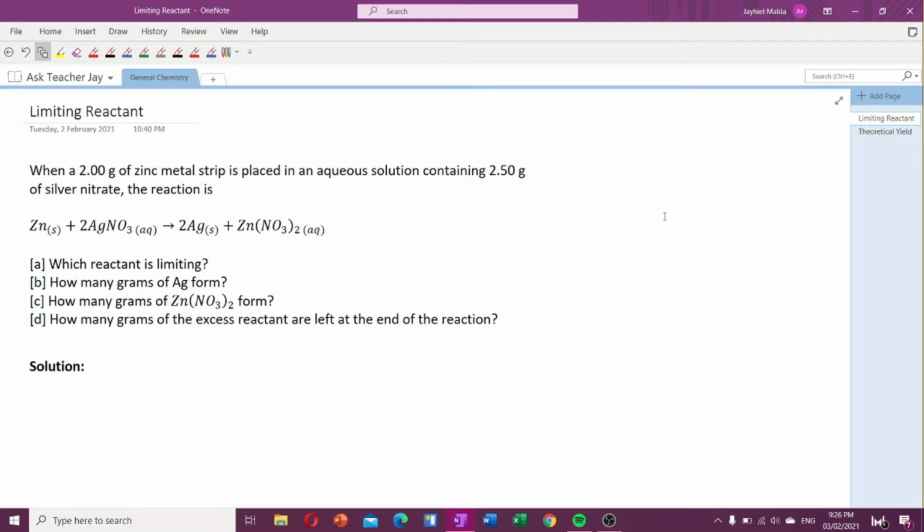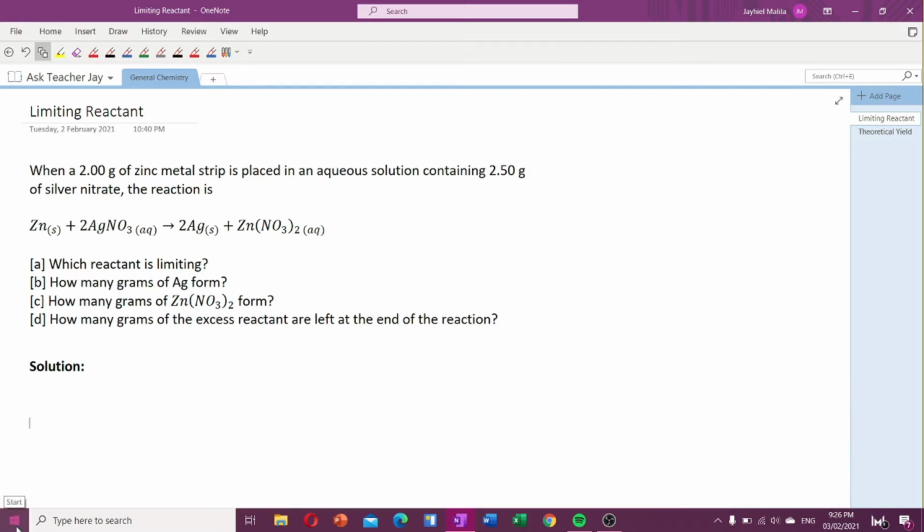So we have here a problem wherein 2 grams of zinc metal strip is placed in an aqueous solution containing 2.50 grams of silver nitrate. The reaction is Zn plus 2 moles of silver nitrate to form silver solid plus zinc nitrate.